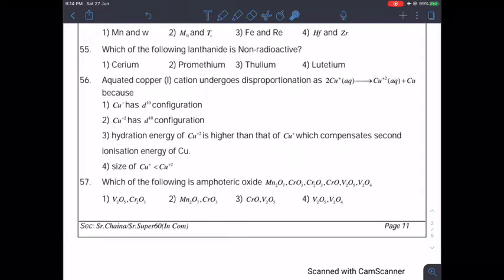Now let's read the options. Copper plus 1 has d0 configuration, it's meaningless. Copper plus 2 has d0, d10 configuration, it's once again meaningless.